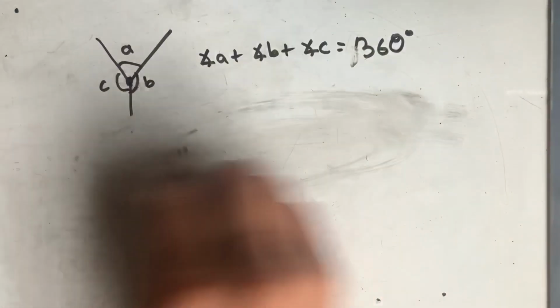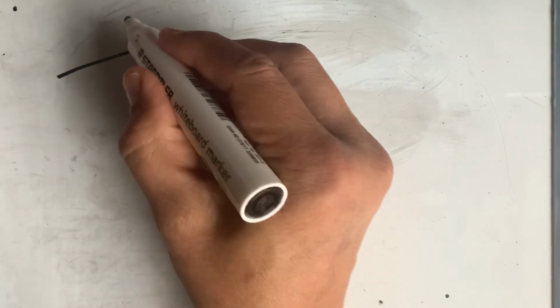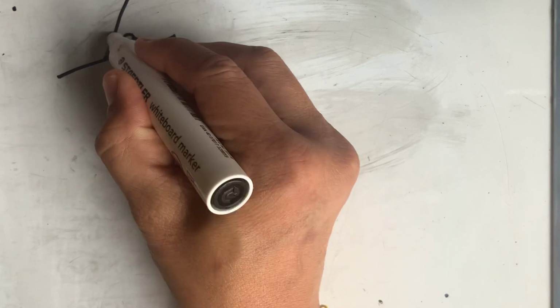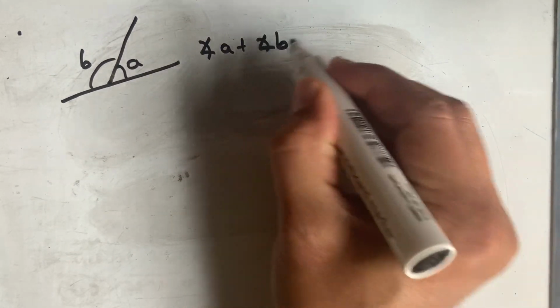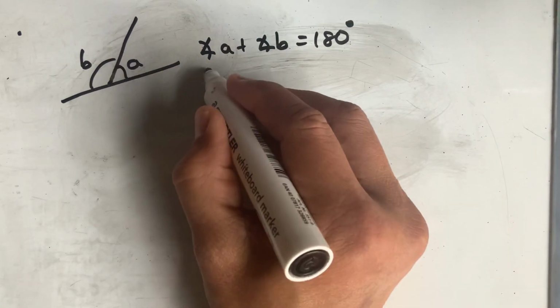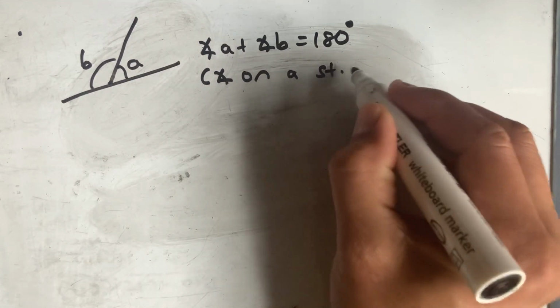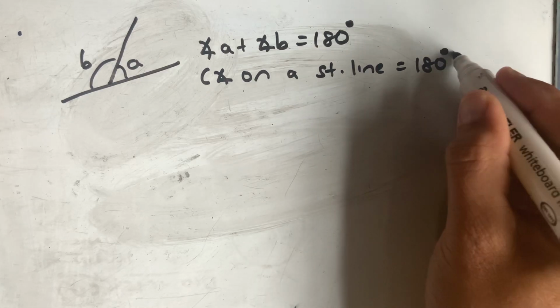Next theorem is on a straight line. If you have a straight line and it is divided by another line, suppose this is angle A and that's angle B. The rule is that angle A plus angle B must add up to 180 degrees. And the theorem for this is called angle on a straight line add up to 180 degrees.